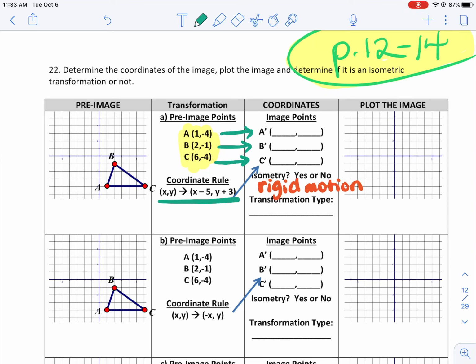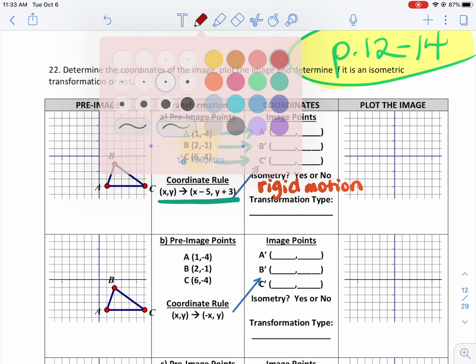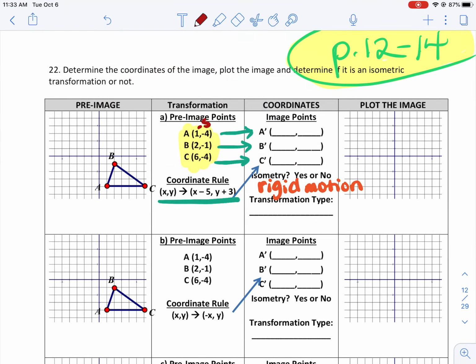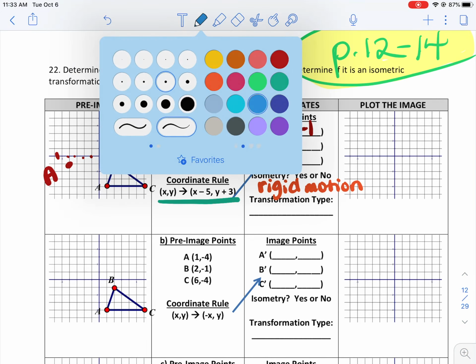There's a couple ways to do this. You can sort of do it by hand. I could do 1 minus 5, and negative 4, since that's my y value, plus 3. When I do that, I'm going to be left with negative 4, negative 1. So let's just plot that right away. 1, 2, 3, 4. Okay, so that's going to be my A prime. And I put that little prime so that I'll know it's the new point.